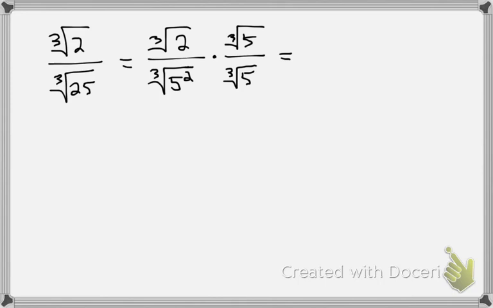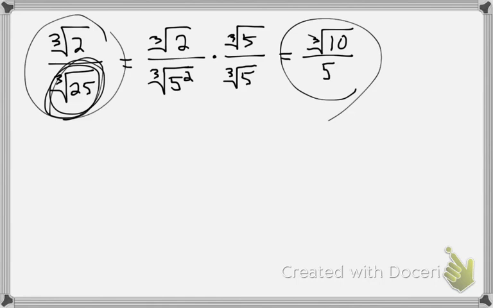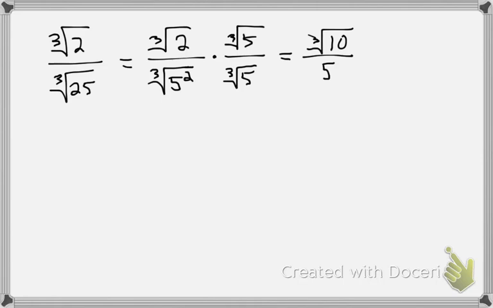Remember, when we're multiplying, it has to be the same index. So cube roots with cube roots. Right? So up top, that gives me cube root of 10. And on bottom, that's going to give me 5. Because isn't it going to become a cube? But what happens to a cube root of a cube? That cancels out. Are you guys with me on that? So the cube root of 2 over the cube root of 25 is the exact same value as cube root of 10 over 5. The difference is, on the left, that's an irrational denominator, and on the right, that's a rational denominator. That's the process of rationalizing the denominator. Makes sense?